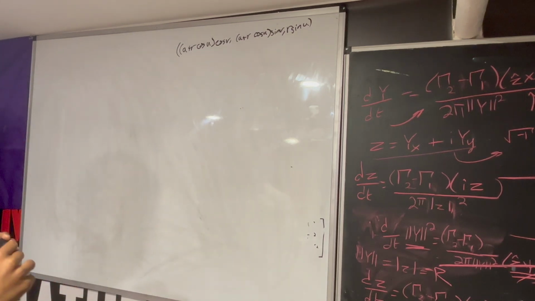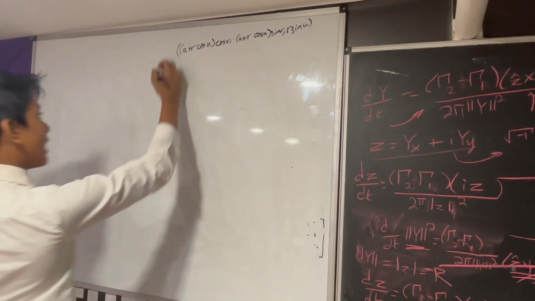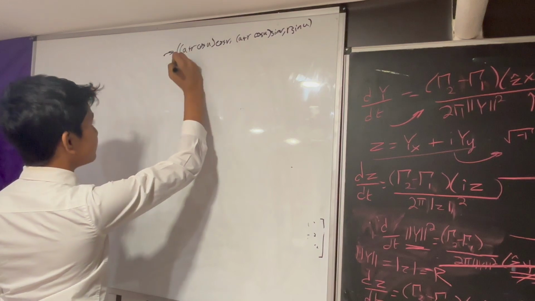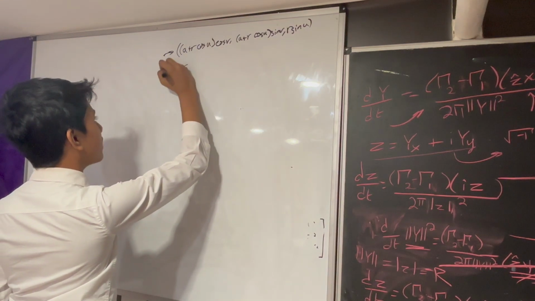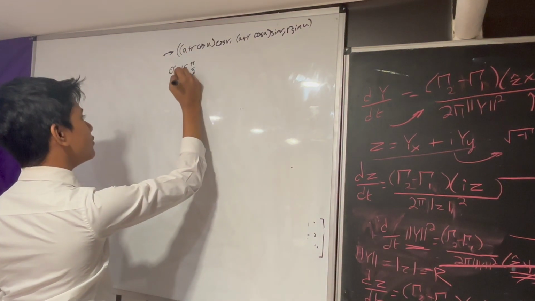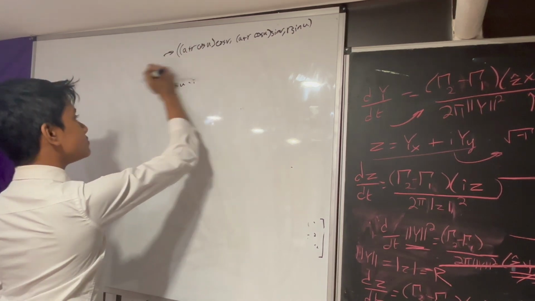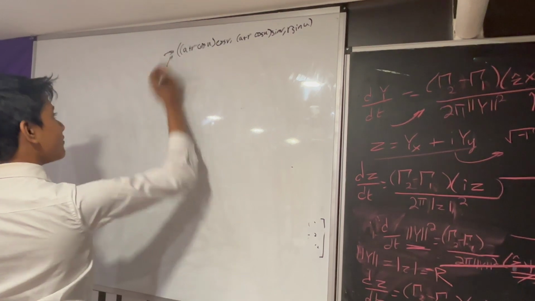So, this is how you parametrize a torus, making sure v is from 0 to pi over 2, and u is from pi over 2 to pi. So, we have this over here.